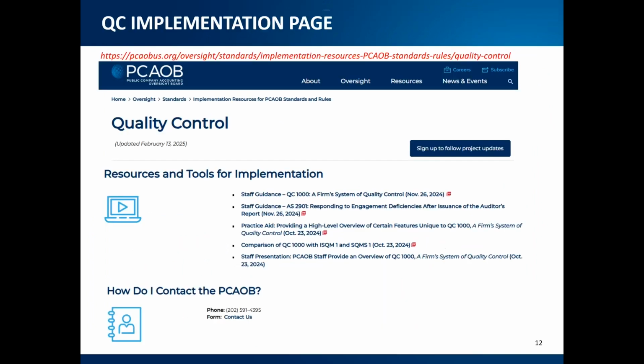So that concludes our Part 1 presentation in the series of staff presentations on the monitoring and remediation process. As a recap, today we've covered the objective of the monitoring and remediation process, general requirements of the monitoring and remediation process, and requirements for designing and performing monitoring activities for engagements and the QC system itself.